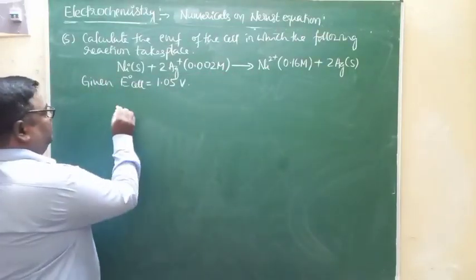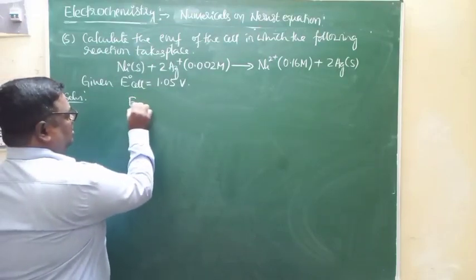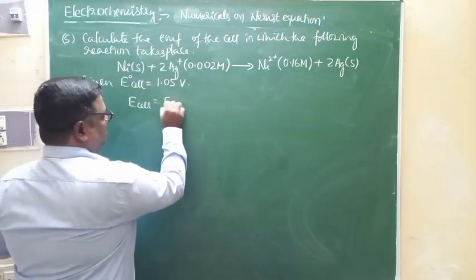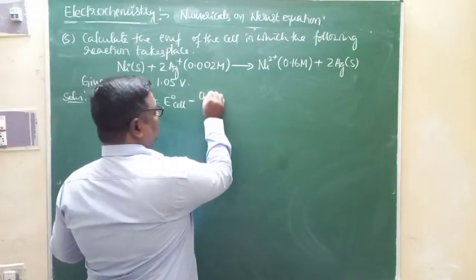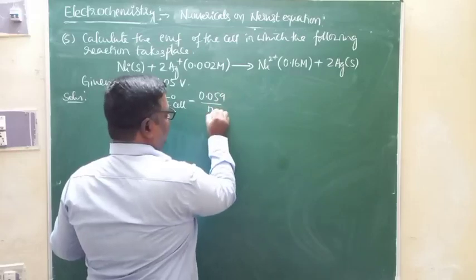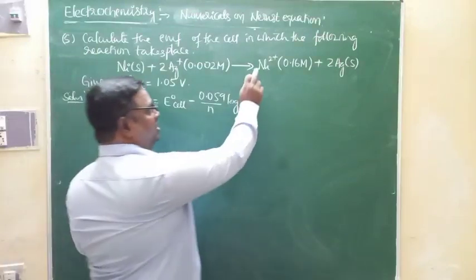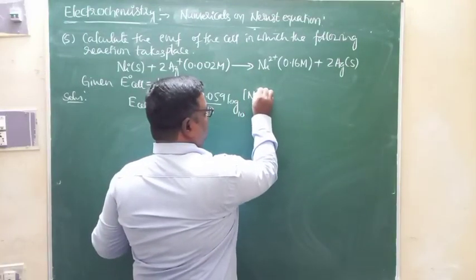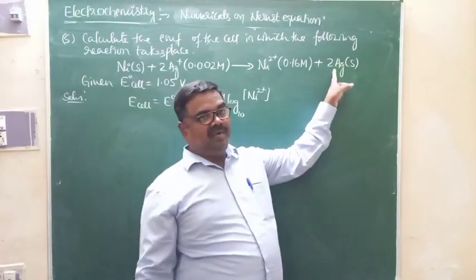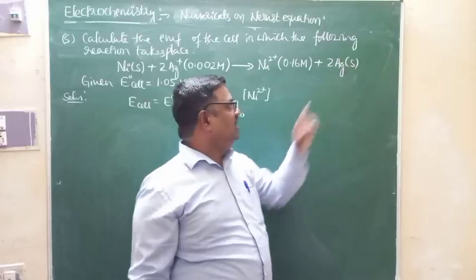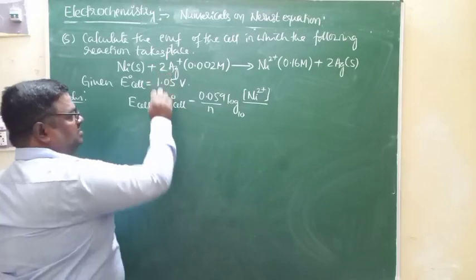You know the formula for calculation of E of cell. E of cell is equal to E naught of cell minus, at 298 Kelvin, 0.059 divided by n, log to the base 10 of the molar concentration of products, that is Ni2 plus. This is a product of the reaction. Ag is also a product, but its molar concentration is 1 because it's a solid. Divided by the molar concentration of reactants, that is Ag plus.